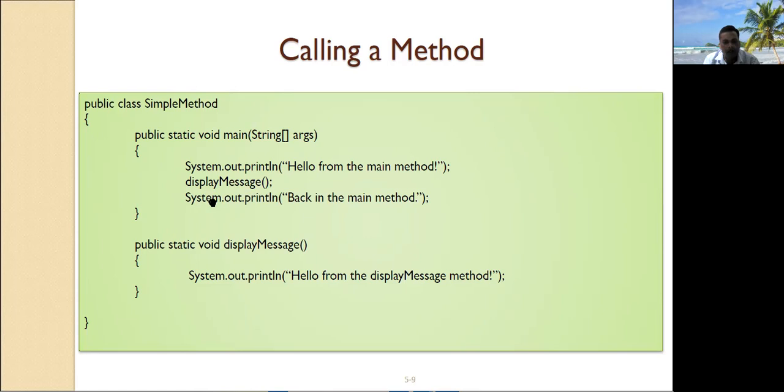Once the execution of the display message method is over, it will transfer the execution back to the main method and start to execute the remaining part of the main method. Once the execution of the main method is over, it will transfer the control out of the main method.